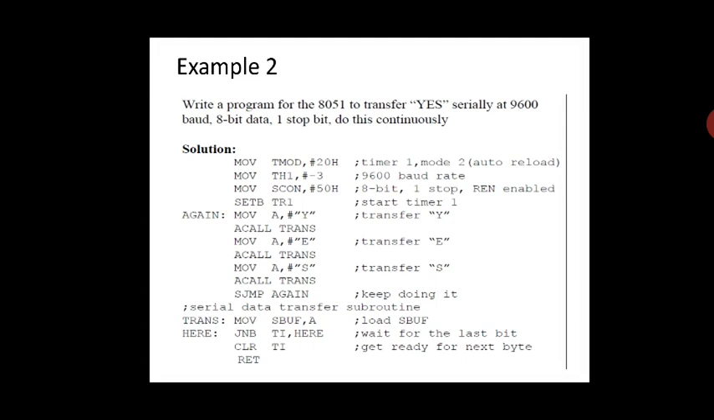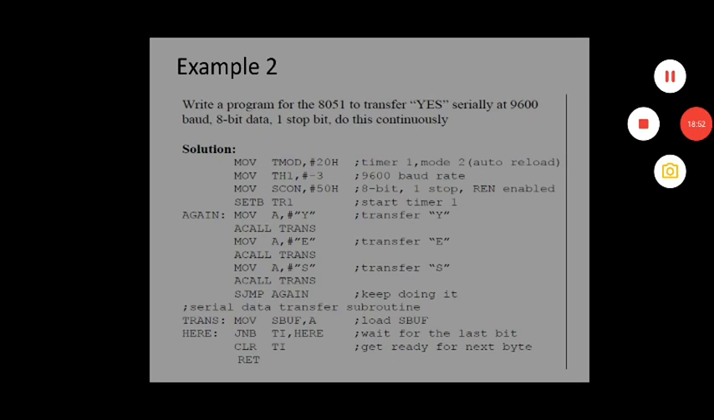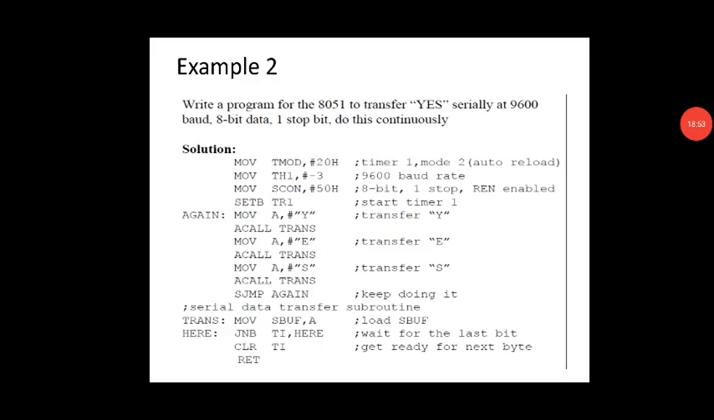TMOD will be loaded with 20H. TH1 will be loaded with -3. It indicates a baud rate. These are the standard steps, and you should remember these steps. SCON 50H is 8-bit, one stop bit. REN is enabled. Receiver and transmitter are enabled.